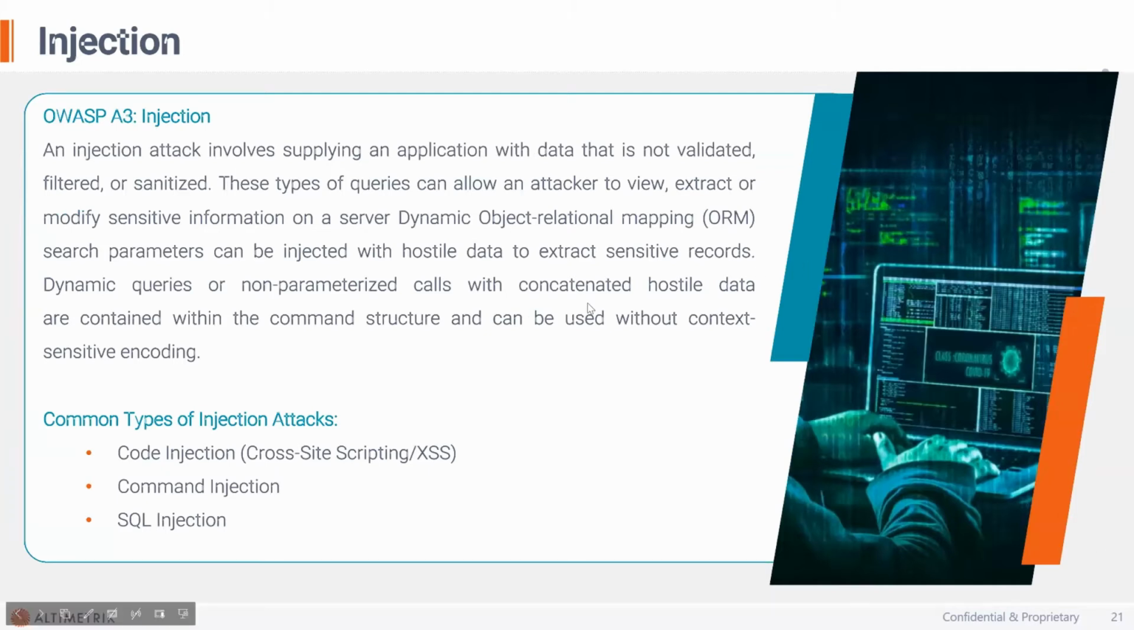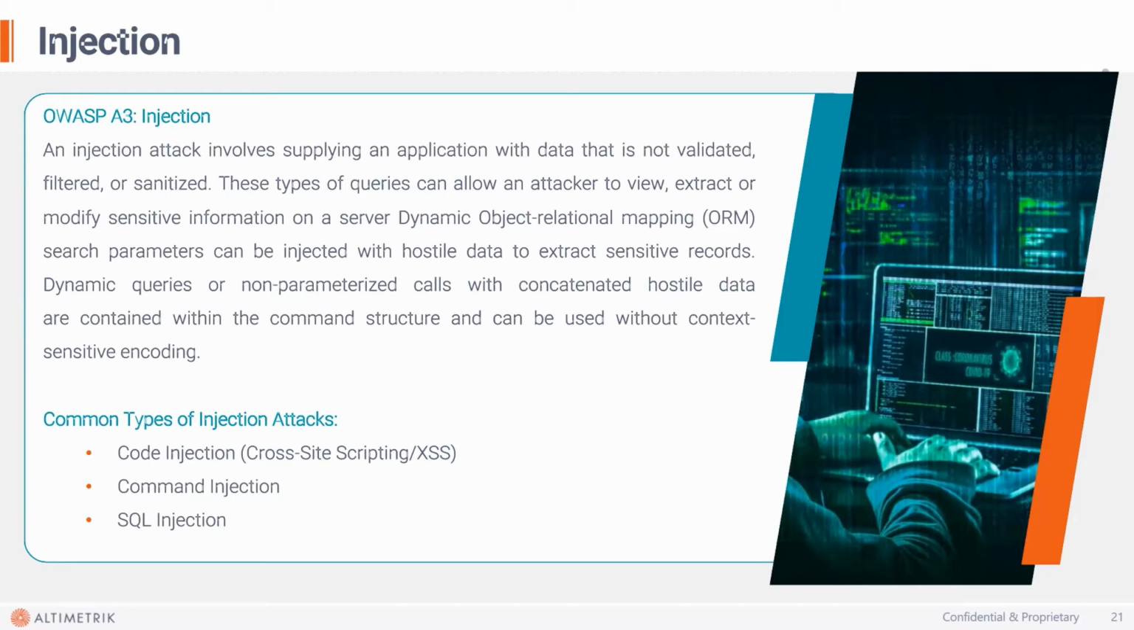So the next vulnerability on the list is injection. Injection attacks involve supplying an application with data that is not validated, filtered, or sanitized. This type of attack allows an attacker to view, extract, or modify sensitive information on a server. Search parameters can be injected with hostile data to extract sensitive records. I showed that earlier, so that's an example of that.